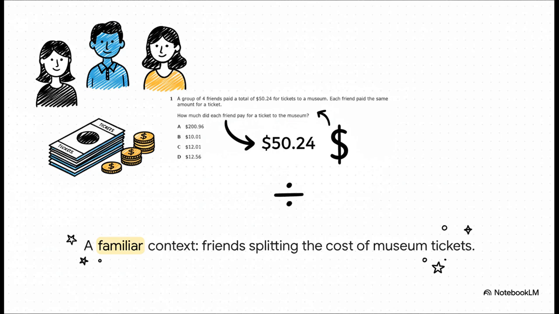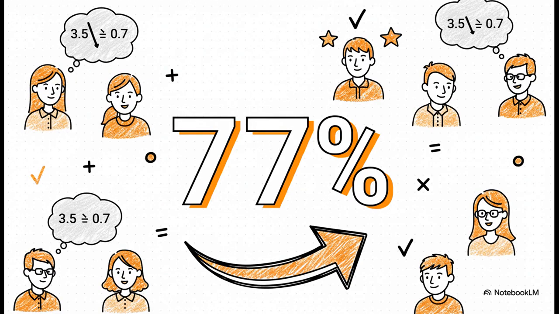It's relatable, it's concrete. The math here is simply dividing money, which is a skill most students are pretty comfortable with. They see a total cost, they see the number of people, and the path to the right answer is just crystal clear. 77%. That's huge. That is a really solid success rate. And what this number tells us, loud and clear, is that our students can do division with decimals. They've got the skill, but hold that thought, because this story is about to take a very, very sharp turn.